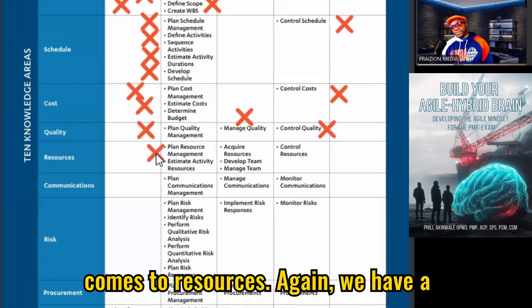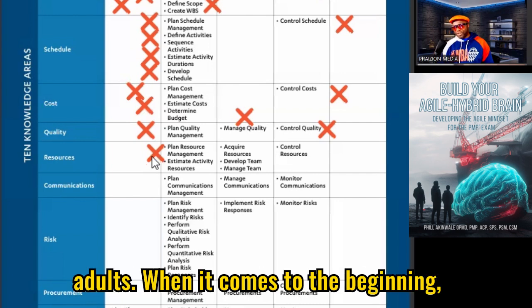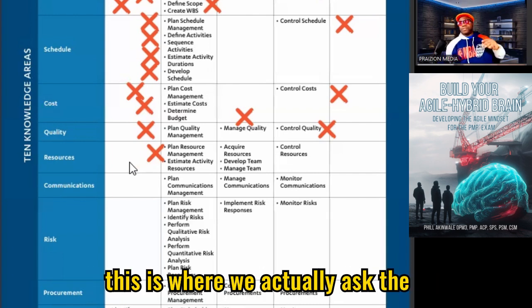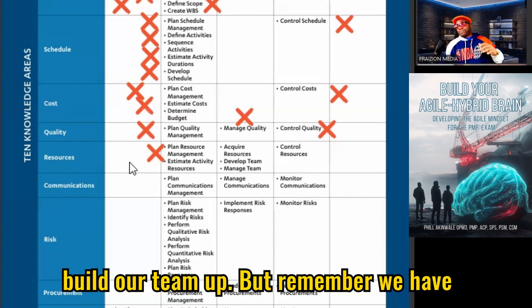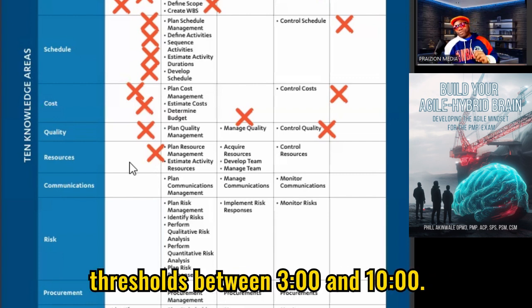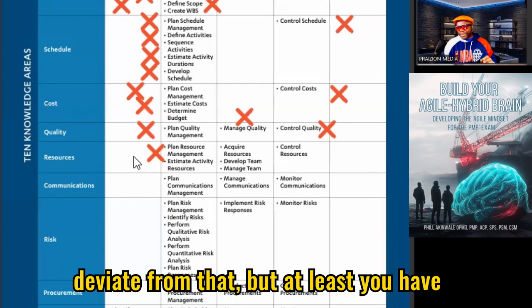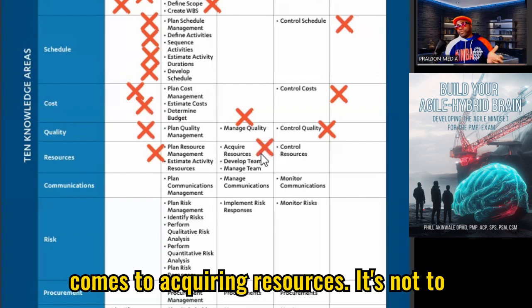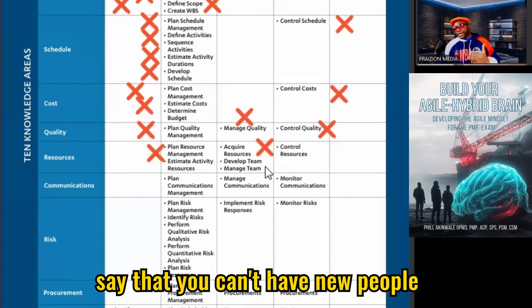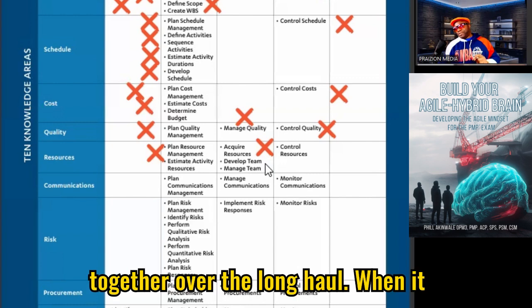When it comes to resources, again, we have a stable, organized team. We hired adults. When it comes to the beginning, this is where we actually ask the question, who do we need? And then we can build our team up. But remember, we have thresholds between 3 and 10. Scrum says 10 maximum. Some people might deviate from that, but at least you have an idea of a stable team. So when it comes to acquiring resources, it's not to say that you couldn't have new people joining the team, but it's greatly minimized because you're keeping the team together over the long haul.